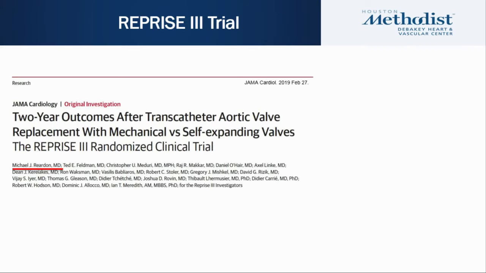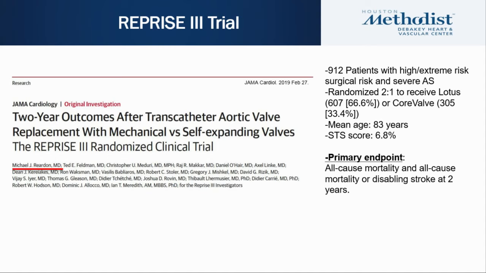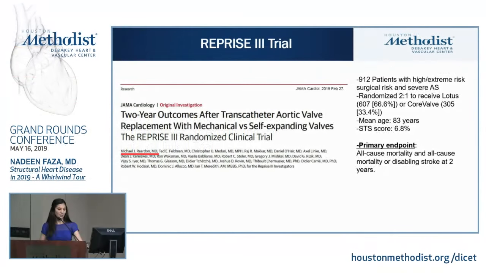And this was studied by the REPRISE 3 trial, which Dr. Reardon also led. It included 900 patients with high to extreme surgical risk and severe AS. In this trial, the patients were randomized to either receive the Lotus valve or the CoreValve. So it was TAVR versus TAVR rather than TAVR versus surgical aortic valve replacement. Patients were randomized in a 2-to-1 fashion to receive the Lotus or the CoreValve.